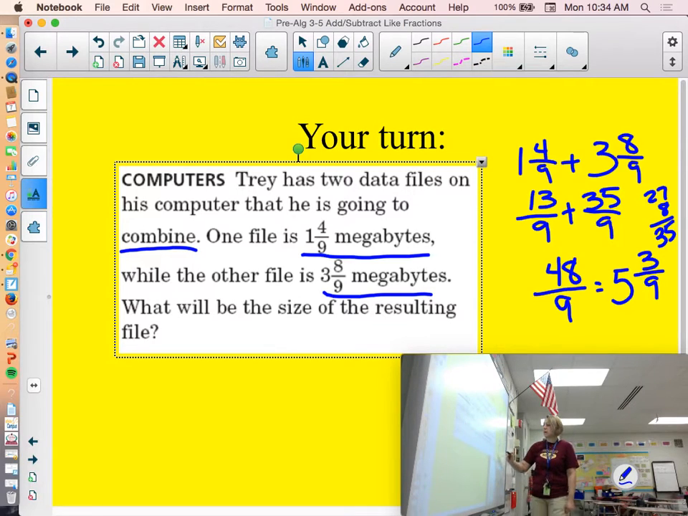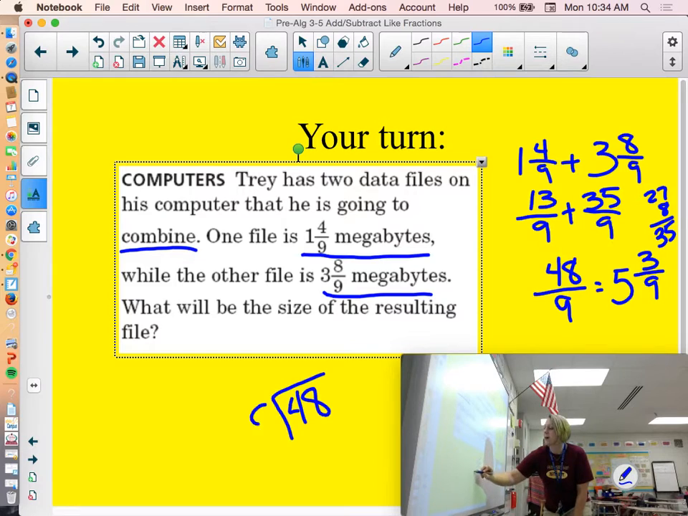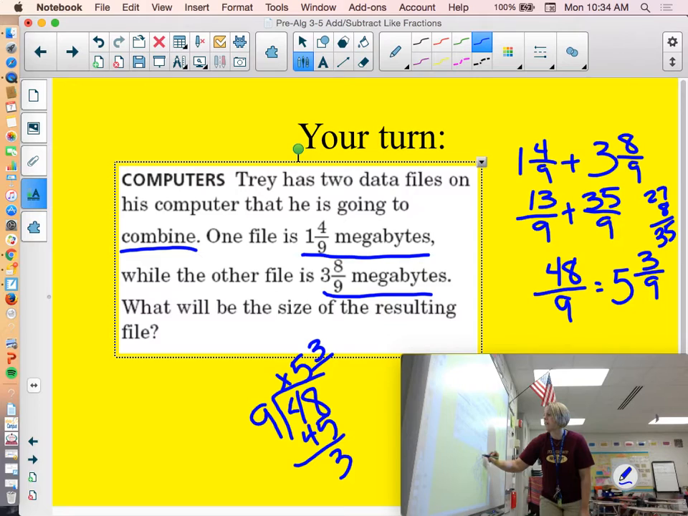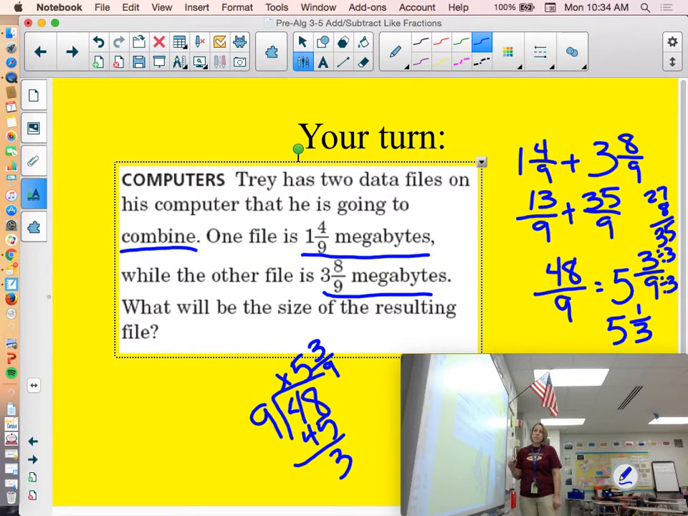And again, basically what I just did in my head was over here I could do 48 divided by 9. 9 doesn't go into 4, but it does go into 48 5 times. 9 times 5 is 45, and then subtract. That's 3/9 left over, 5 3/9. But then, we can't leave that, we also have to simplify this. Divide by 3, and I have 5 1/3. Make sure you label it, megabytes.